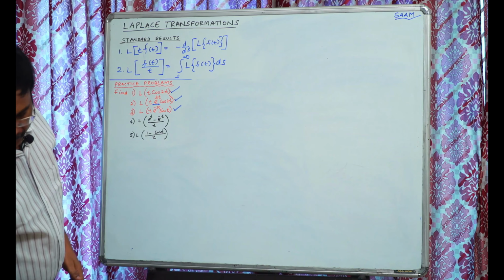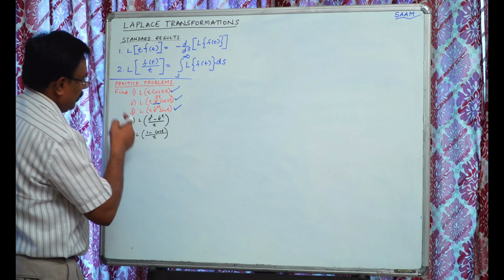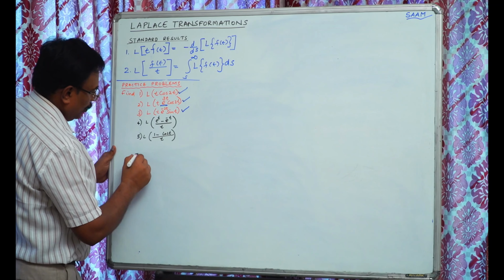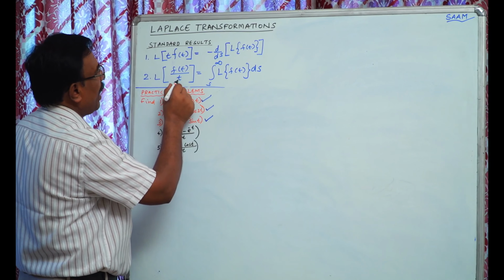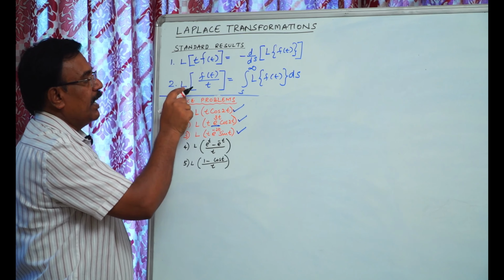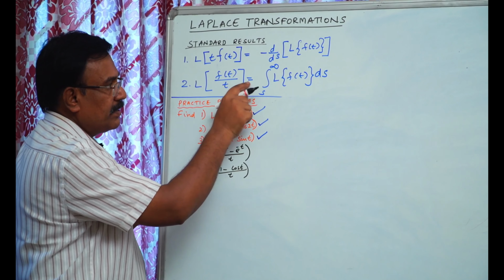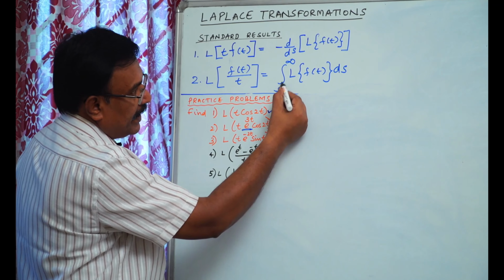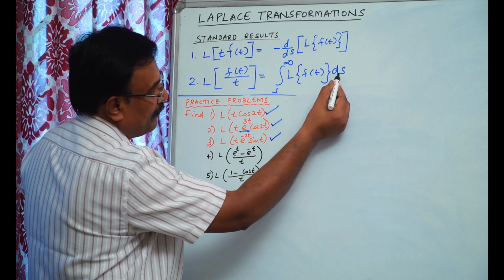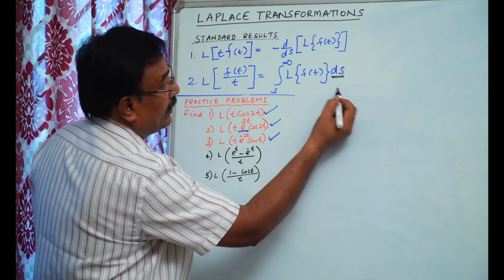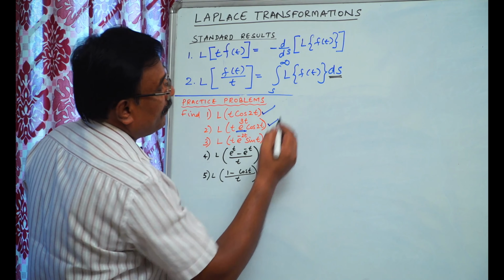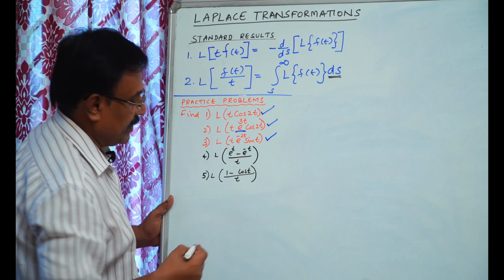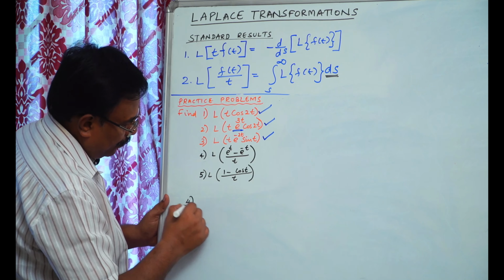Then I can go for the fourth question. By this rule, we know that Laplace of f of t by t is equal to, see here, integral s to infinity Laplace of f of t with respect to s, not t, because the Laplace result will be a function of s. Then I can go for question number 4.